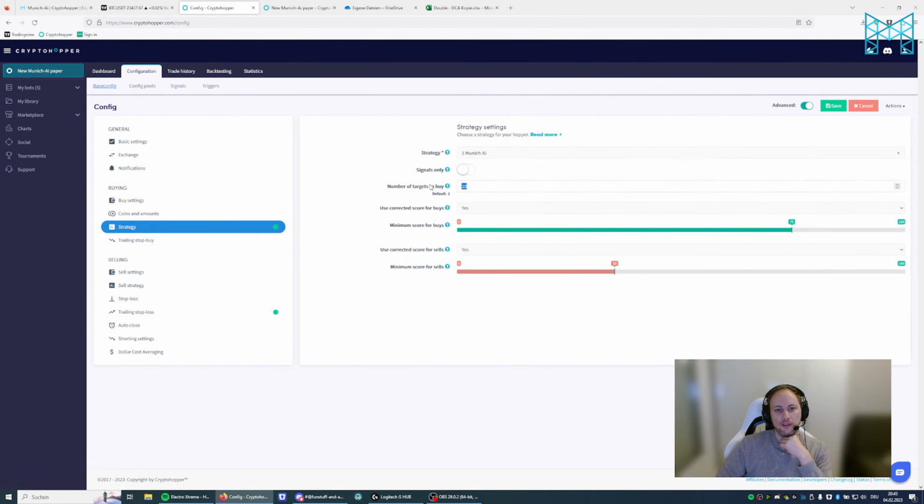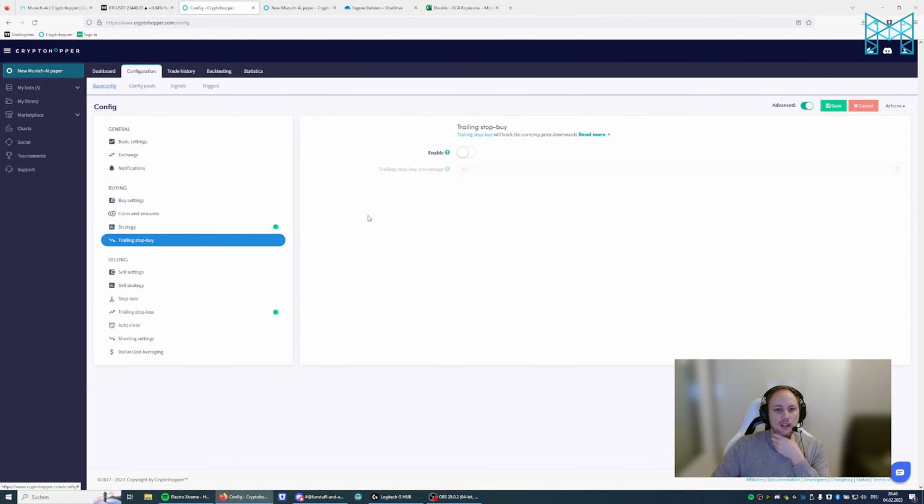Here it's just important that I have set the number of targets to buy. So if there are more targets at the same time, you will get like 10 buys at once at the same time. Currently, I reduced the buy amount to 75 because I think we have a quite good bullish market. Therefore, I want to get a lot of buy signals and really often so that I can reach 30, 40 buys and sells per day.